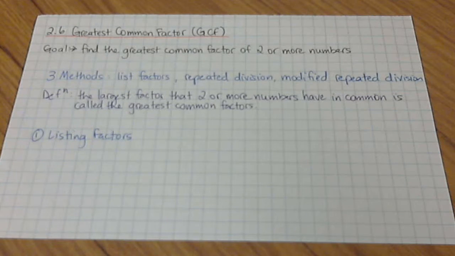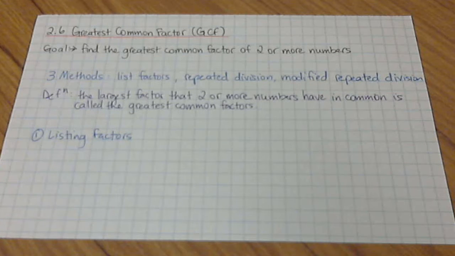Today folks what we're going to be looking at is something called greatest common factor, otherwise known as GCF. So the goal today is to be able to find the greatest common factor of two or more numbers. Basically I'm going to show you three different methods. The first method is to list factors, the second method is to use repeated division, and the third is a modified repeated division method that looks similar to repeated division. So just find the one that you like and become comfortable using that one.